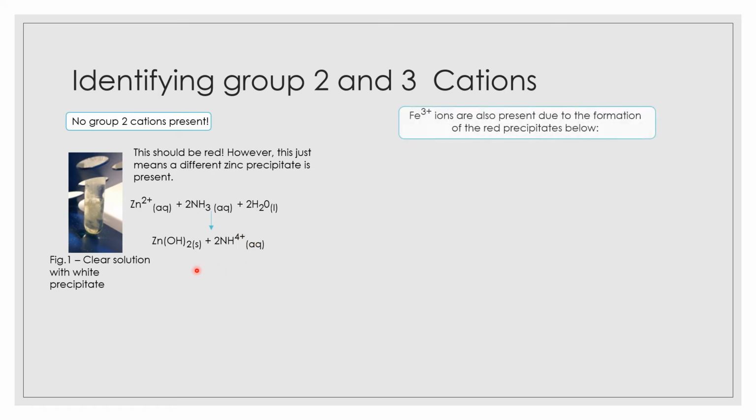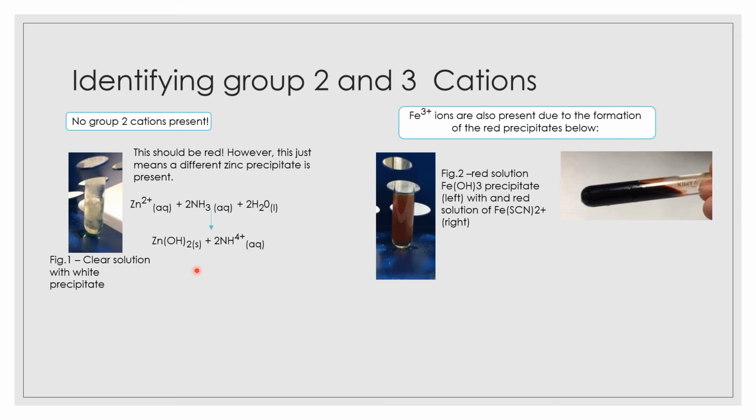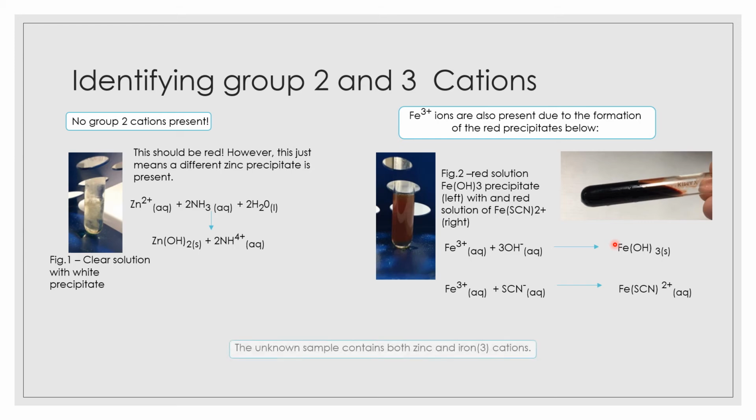The other ion present is identified by these red test tubes. This is a red solution of iron thiocyanate. There is no precipitate in here, this is just this aqueous compound in solution. And then over here we've got our iron hydroxide precipitate at the bottom in a red solution. So, some chemical equations for these: iron 3 plus some hydroxide gives this, and then the same for the iron thiocyanate.